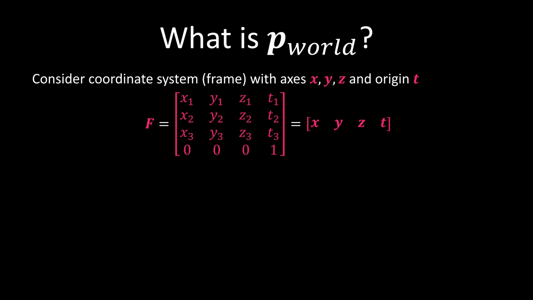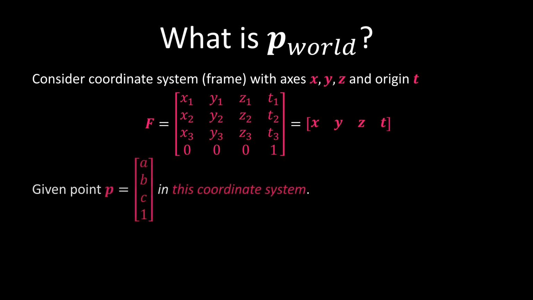So when we write it down as this matrix F, this turns out to be really convenient, and I'll show you why. So consider some point P, A, B, C, 1 in the red coordinate system, just like we drew in the previous slide. Now we know intuitively what P world is. P world is where we start at the origin of this new coordinate system, T, and then we add on A in the x direction, B in the y direction, and C in the z direction. And this is really just the definition of what it means to be in a coordinate system, and I'm just going to do it without proof.